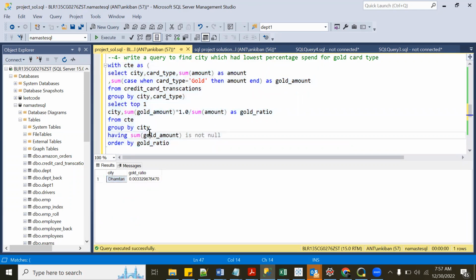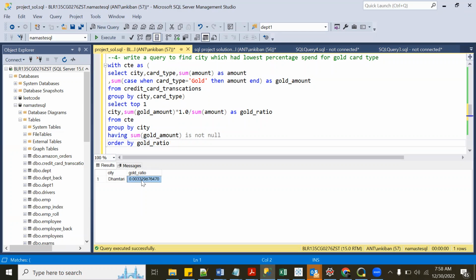There are some cities where there's no spend on the gold card type. So we have just removed those cities from the equation using this, right? Because if there is not even a single transaction, this total of gold amount will be null. So we take it out, and on the rest of the cities, this is the city which spent lowest on gold. It is close to 0.3%.